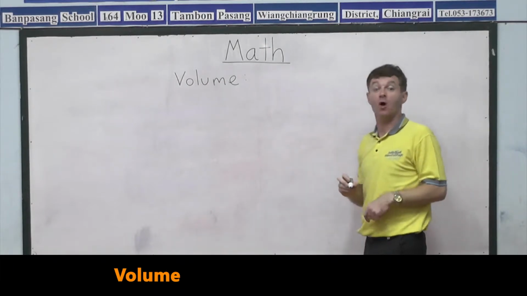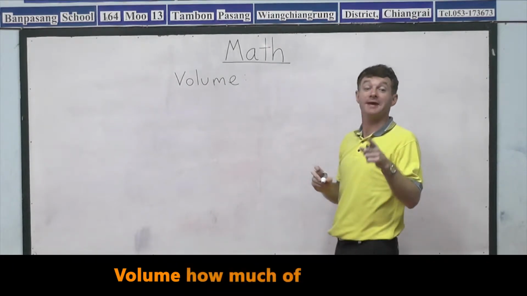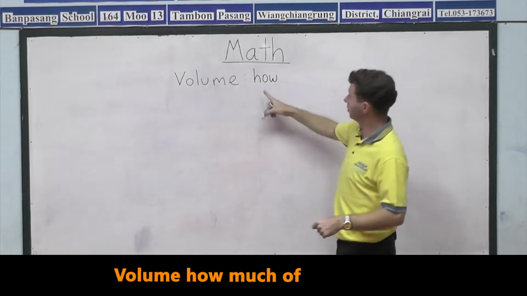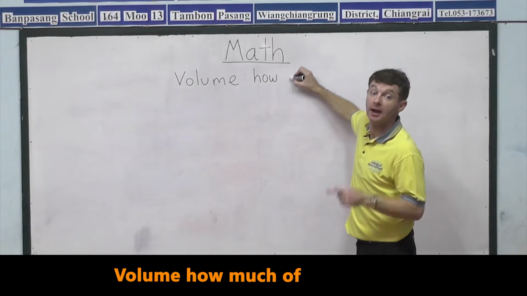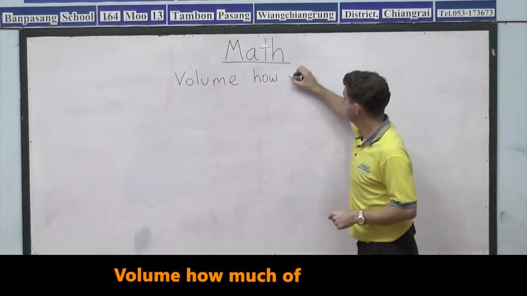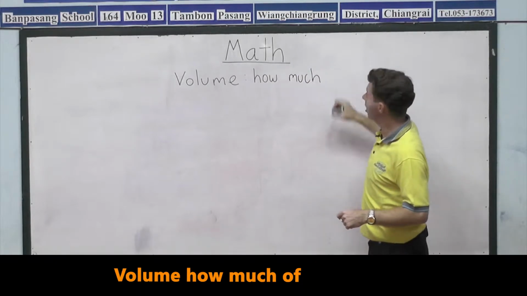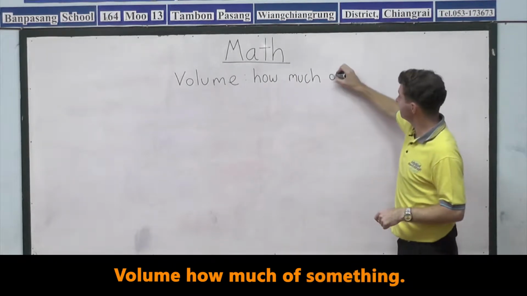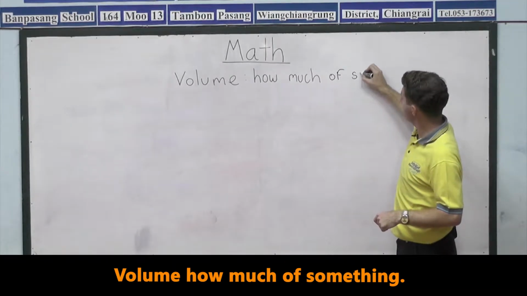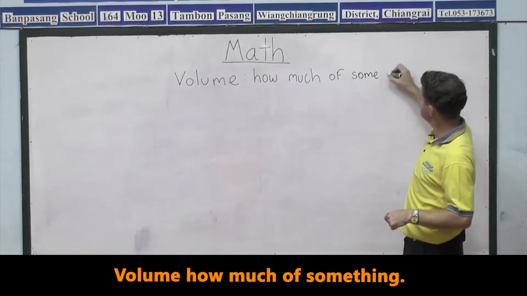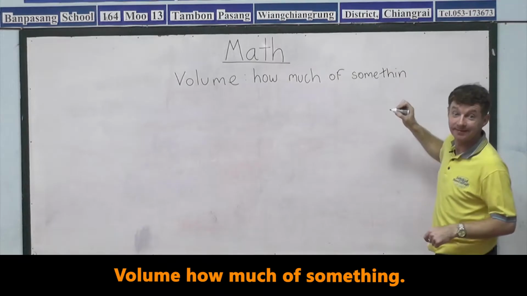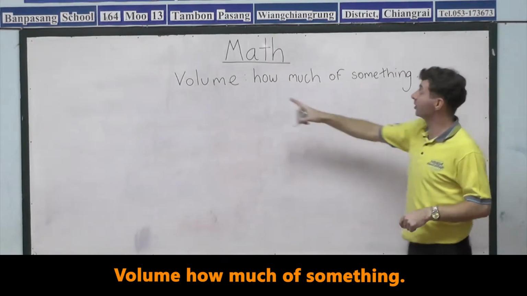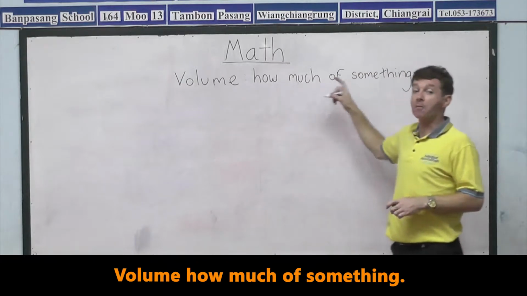Can you remember? Volume is how much of something. H O W. How much. M U C H. How much of something. E-T-H-I-N-G. Very good. Volume. How much of something.